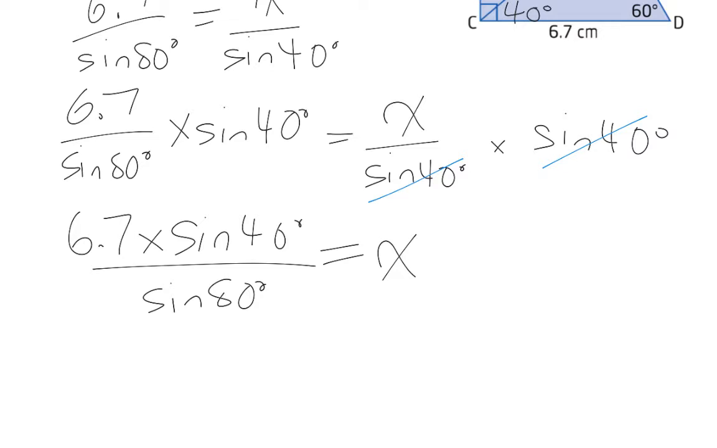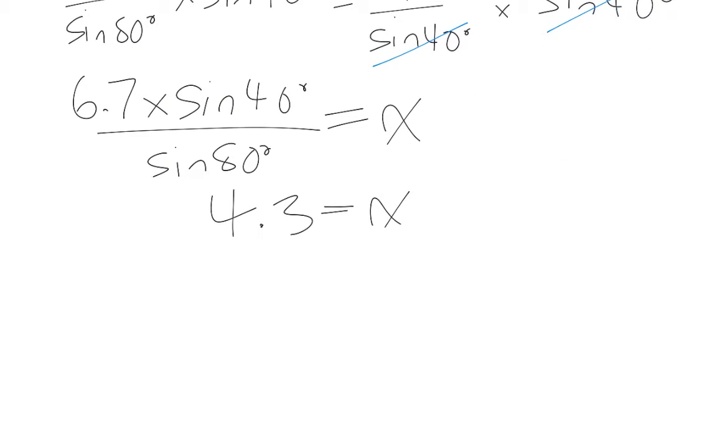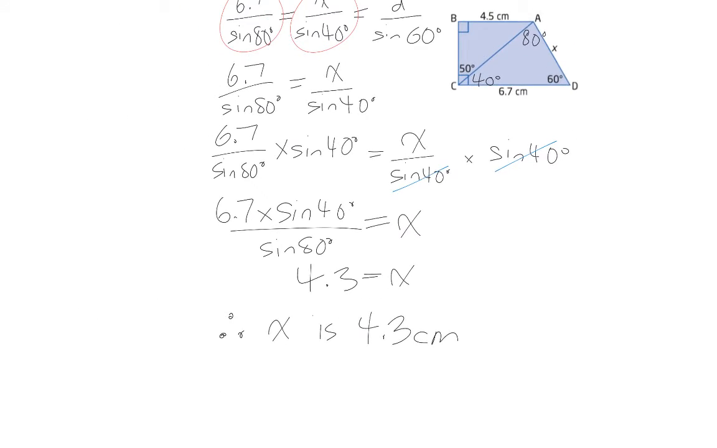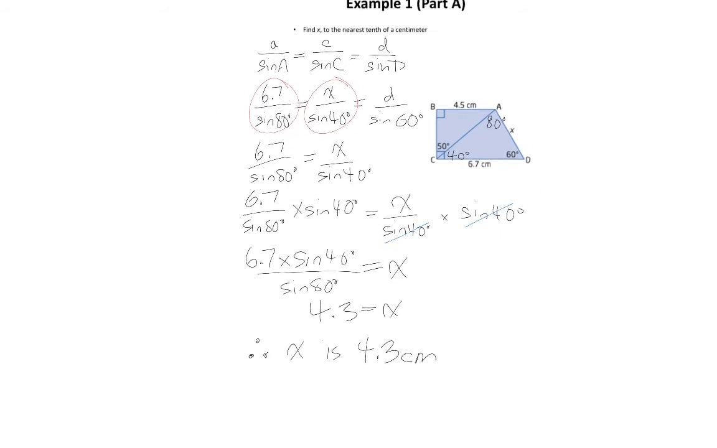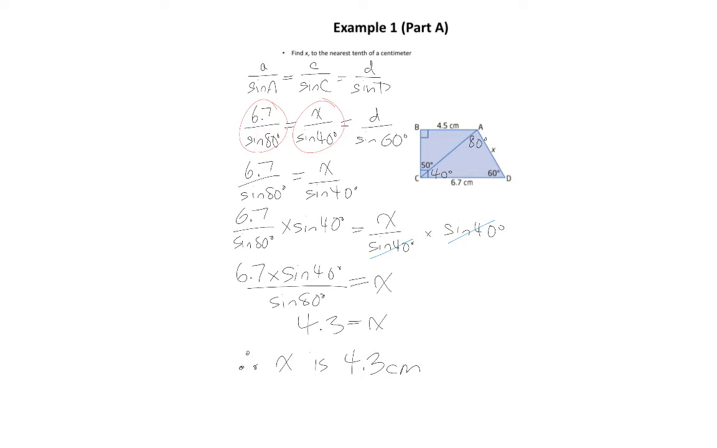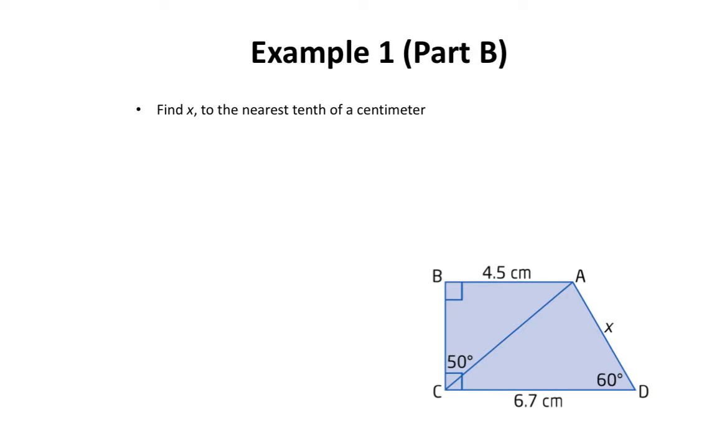Now, when you throw it into your calculator, you should get approximately 4.3 equals x, and I'm just going to make a therefore statement. Therefore, x is 4.3 centimeters. As you can see, this is a very quick and efficient way of solving for your side length of x. However, there is a different way that you can do this, which I'm going to show you in the next example. We're going to be doing the exact same example with a slightly different method.